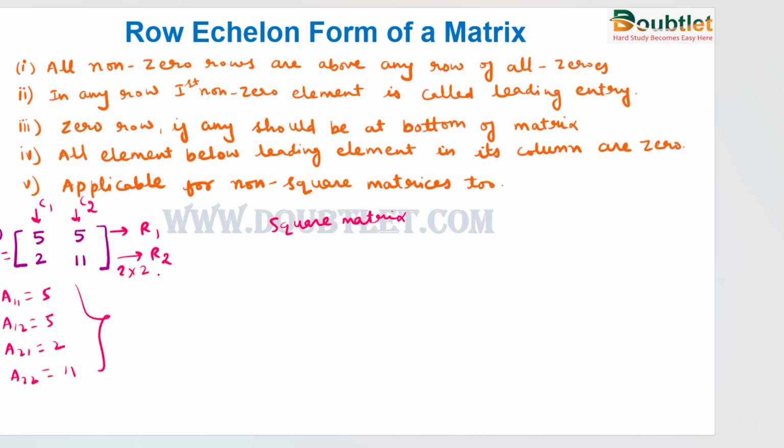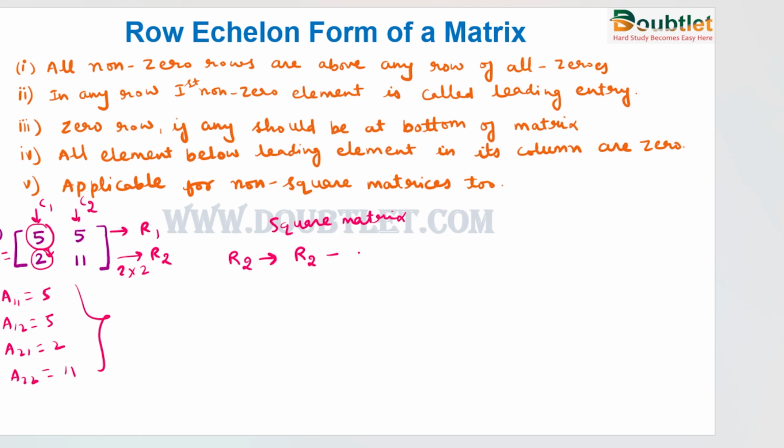Let's start converting it into row echelon form. First of all, we look at the first element, the leading element, and it should be non-zero. Here this condition is satisfied. Then we look at all the elements below it in the column in which the leading element is present. There is a 2 which is non-zero, so we have to convert this 2 to 0. We will apply the row operation here.